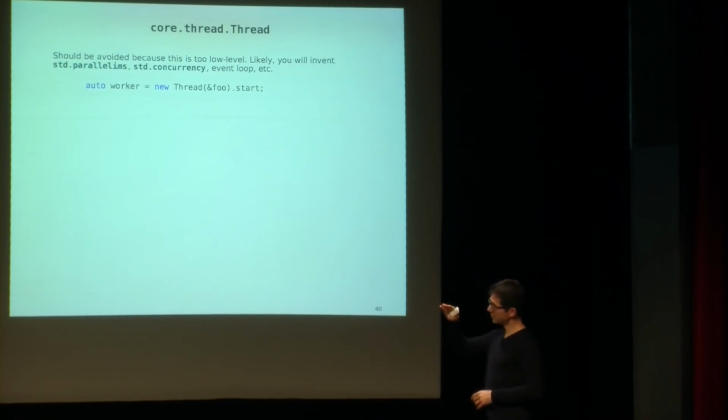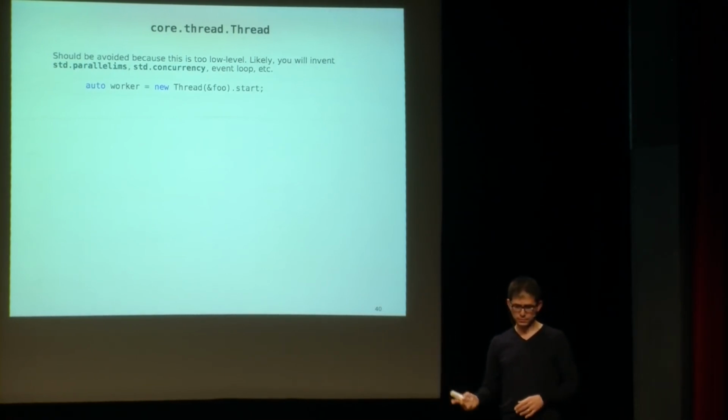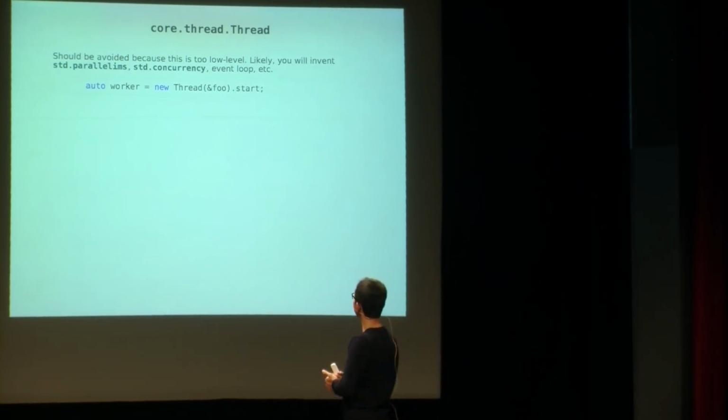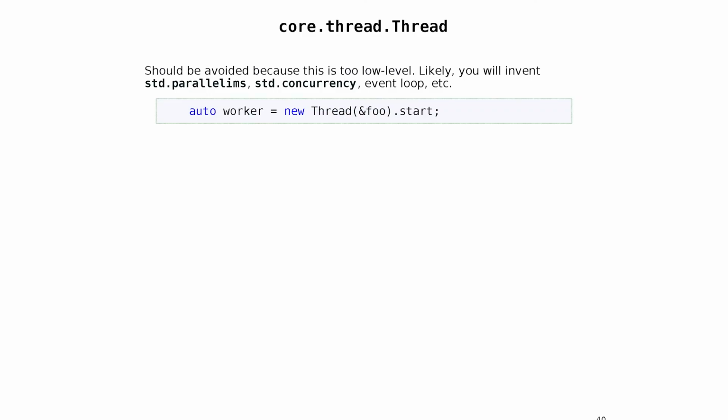Then underneath std.concurrency and std.parallelism, we have the core.thread module, which is the lowest level API. If you want to go to that low level, you can do new Thread starting from that function. But then eventually you need to invent concurrency and parallelism or fibers yourself.